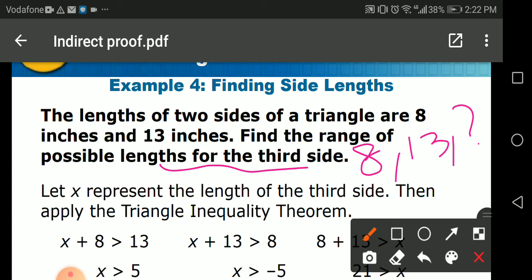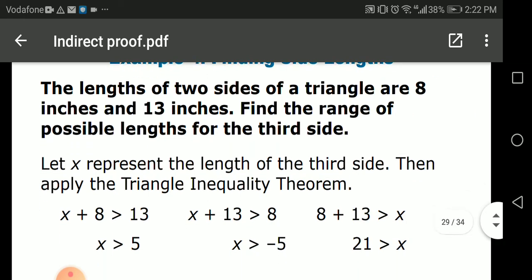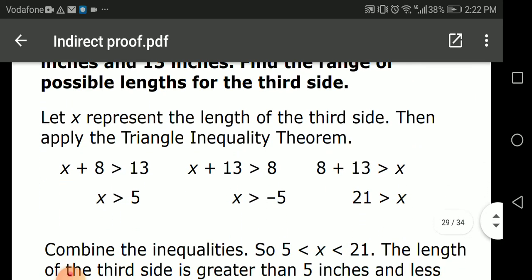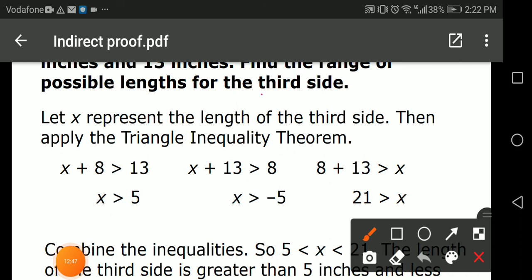How can I do it? It's very easy. Let the unknown be x, as we usually do. I'm going to use the triangle inequality theorem. So you have x, and you have 8, and you have 13. The sum of two sides must be greater than the third side.